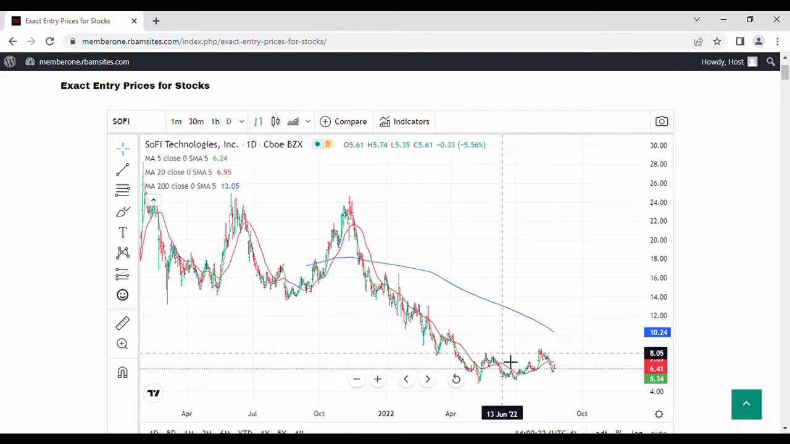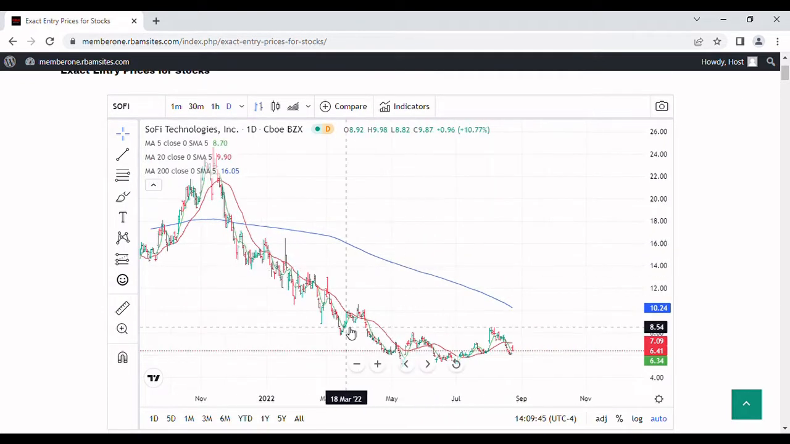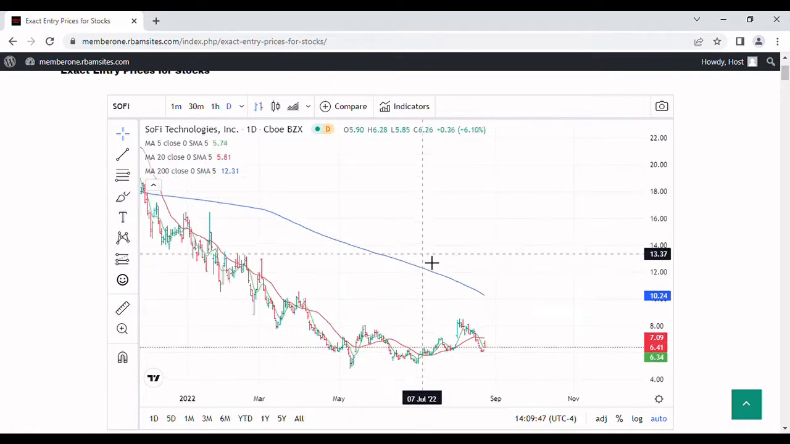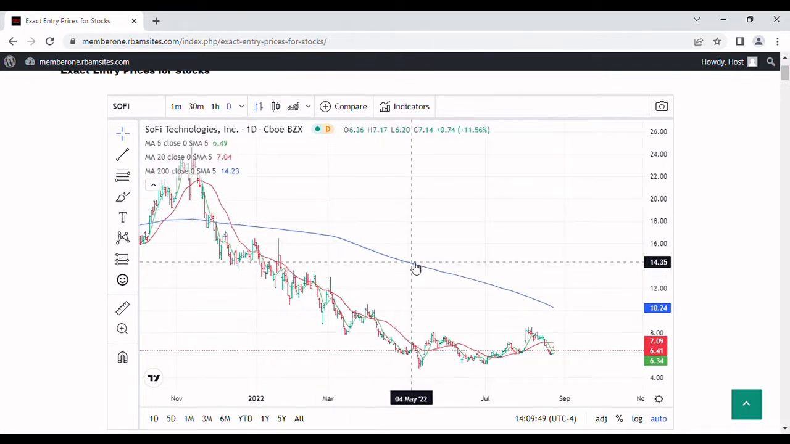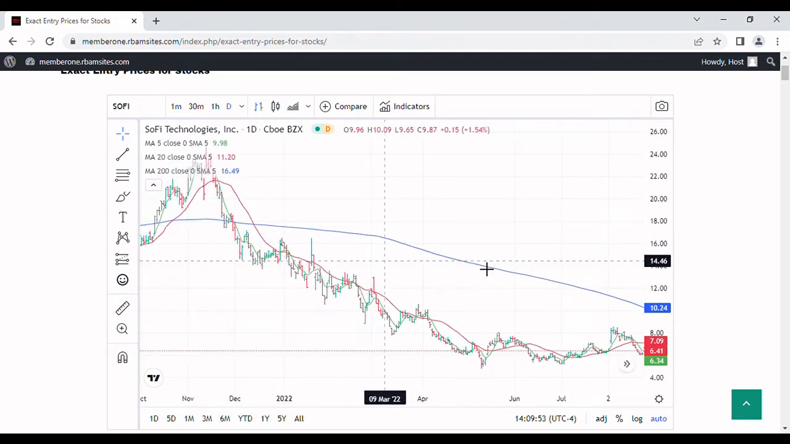We're going to do a brief video on SoFi stock news today, and we've got a daily chart up here of SoFi Technologies. It's got a 5-day, a 20-day, and a 200-day moving average. That's green, red, and blue. Blue's the 200-day moving average. And we're going to take a quick look at this and see what's going on with this stock today.